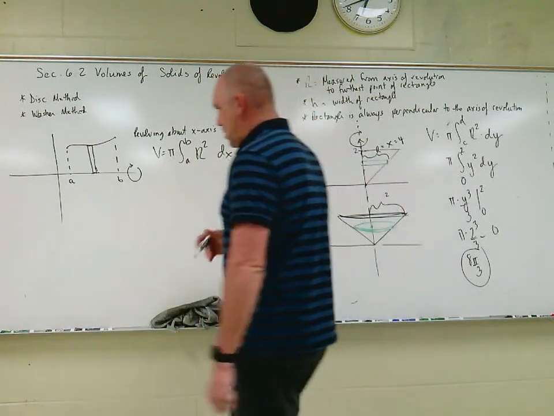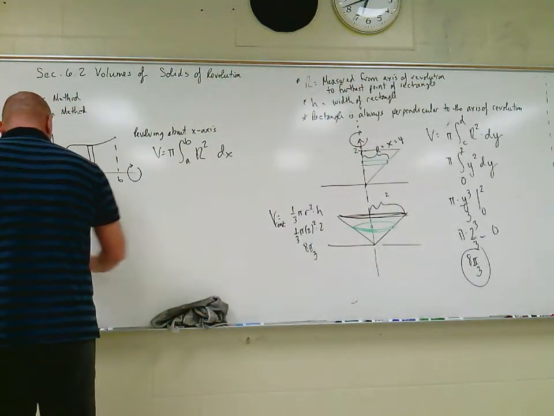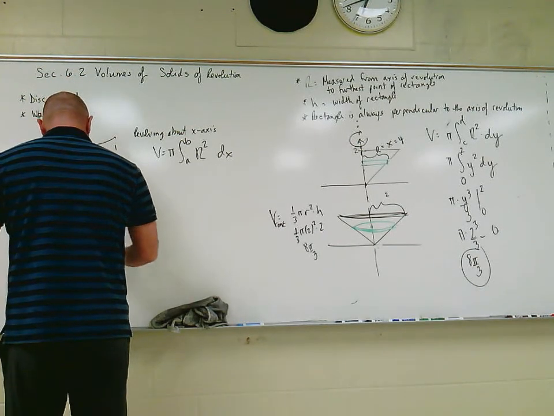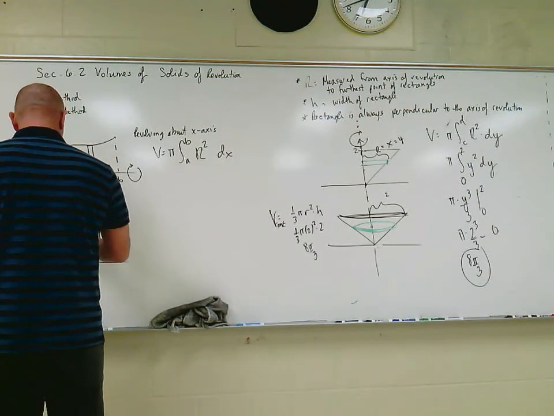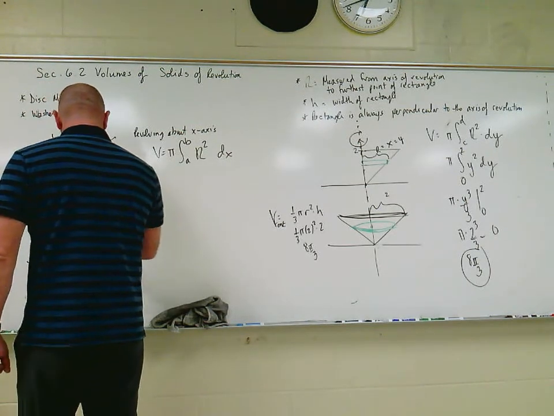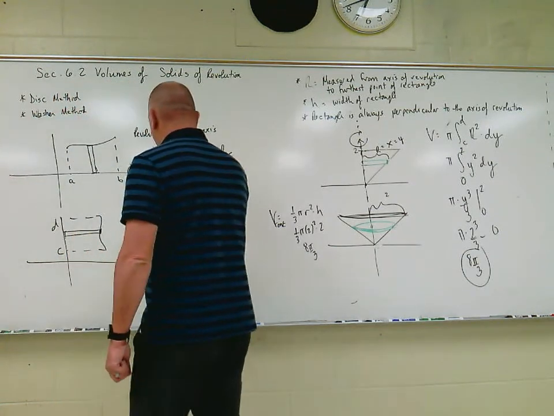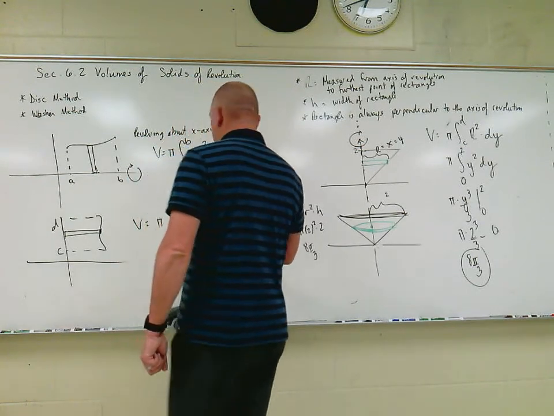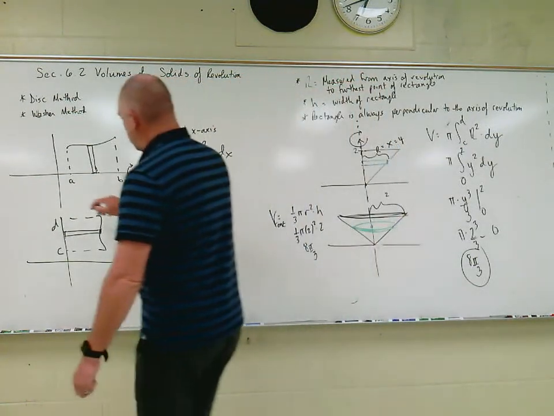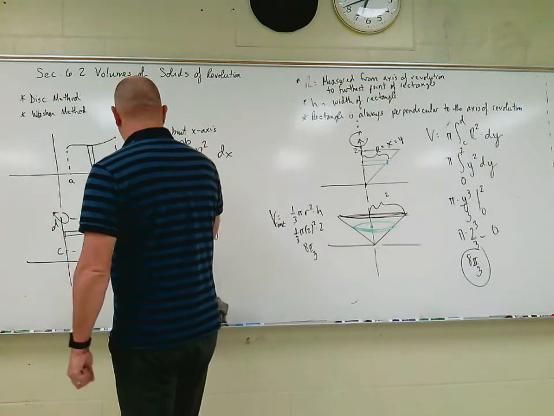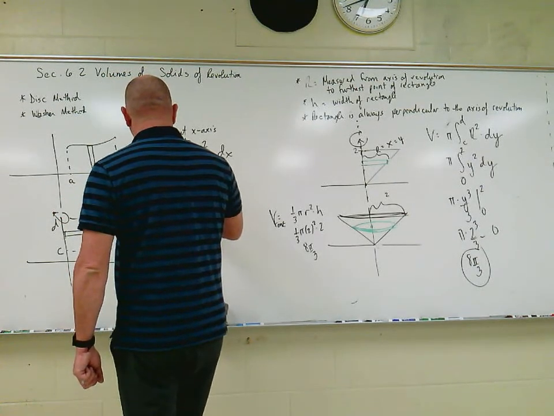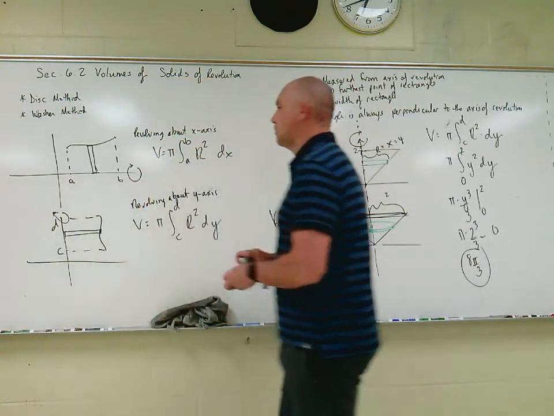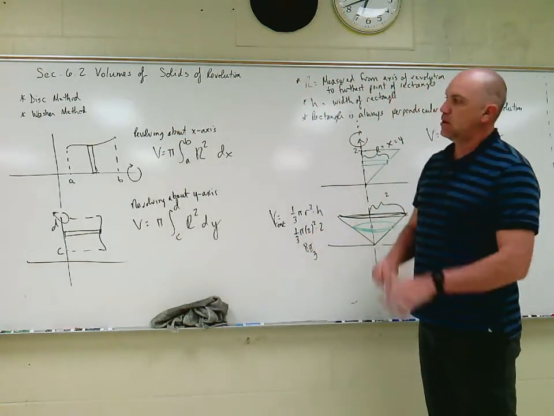And if we're revolving about the y-axis, with rectangles like that, the volume is pi, c to d, big R squared, dy. Okay, we're revolving this way, about the y-axis.